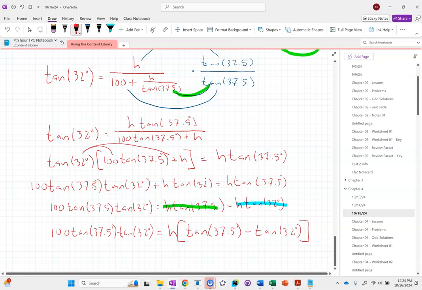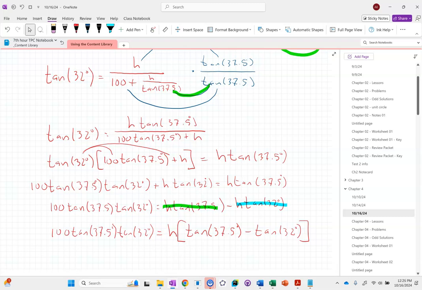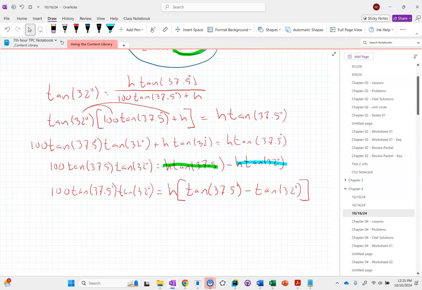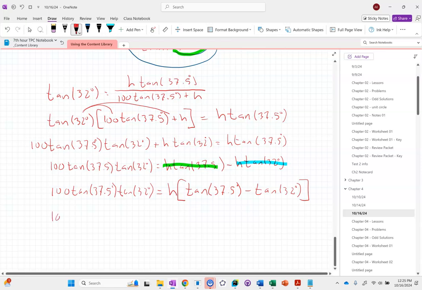So far, so good. So my last step then will be to divide both sides by tan 37.5 minus tan 32 to get h by itself. No, this was the third example. Oh my gosh, yes.